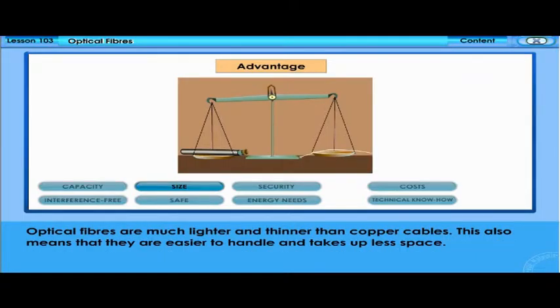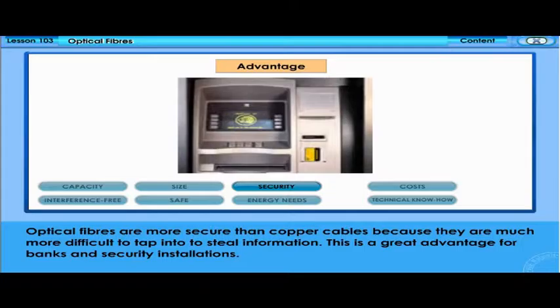Optical fibers are much lighter and thinner than copper cables. This also means that they are easier to handle and take up less space. Optical fibers are more secure than copper cables because they are much more difficult to tap into to steal information. This is a great advantage for banks and security installations.